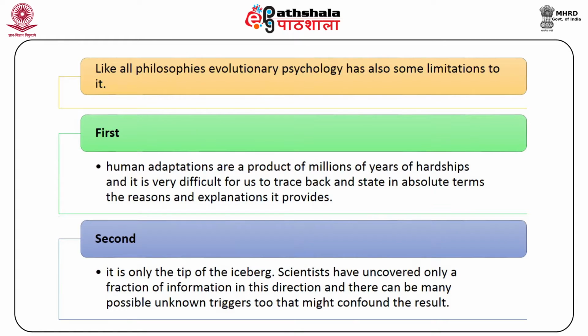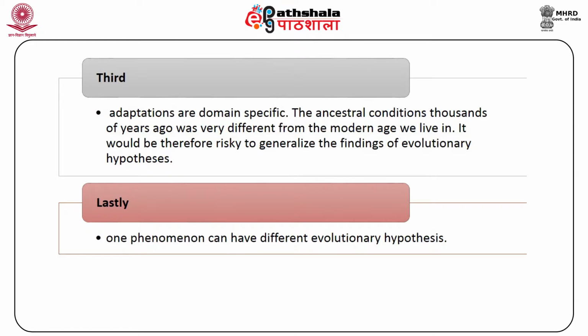Limitations. Like all philosophies, evolutionary psychology also has some limitations. First, human adaptations are a product of millions of years of hardships, and it is very difficult for us to trace back and state in absolute terms the reasons and explanations it provides. Second, it is only the tip of the iceberg. Scientists have uncovered only a fraction of information in this direction, and there can be many possible unknown triggers that might confound the result. Third, adaptations are domain specific. The ancestral conditions thousands of years ago were very different from the modern age we live in. It would therefore be risky to generalize the findings of evolutionary hypotheses. Lastly, one phenomenon can have different evolutionary hypotheses.